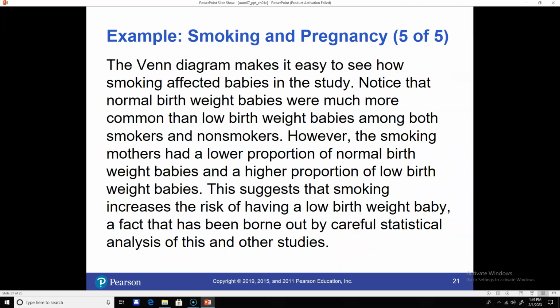So the Venn diagram makes it easy to see how smoking affected babies in the study. Notice the normal birth weight babies were much more common than low birth weight babies among smokers and non-smokers. However, the smoking mothers had a lower proportion of normal birth weight babies and a higher proportion of low birth weight. The study suggests that smoking increases the risk of having a low birth weight baby, a fact that has been borne out by careful statistical analysis of this and other studies.